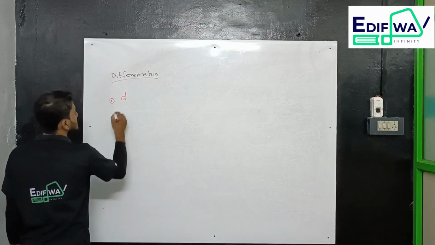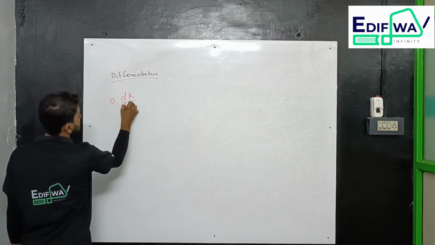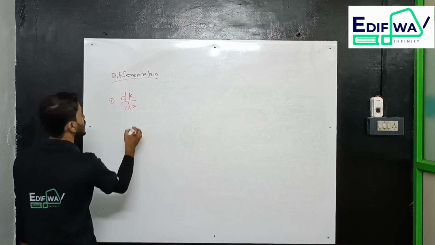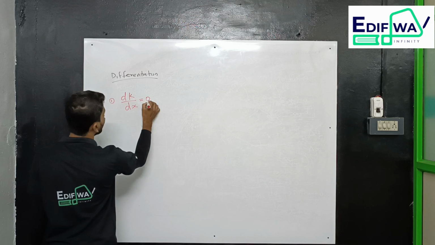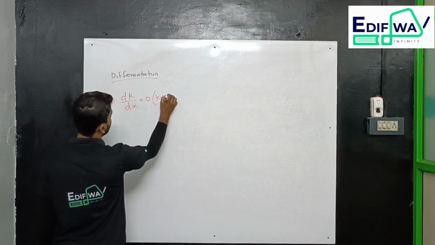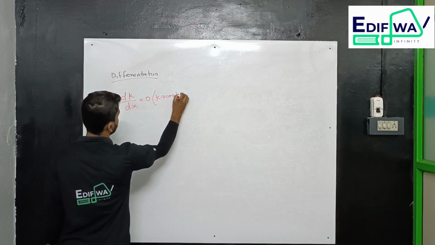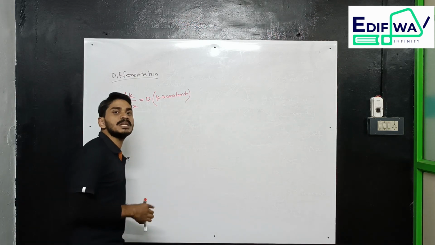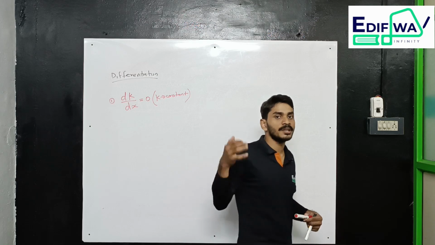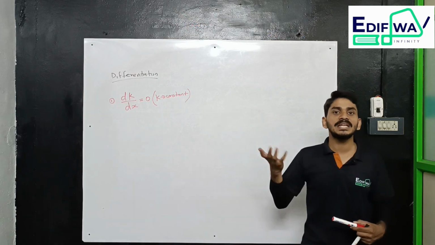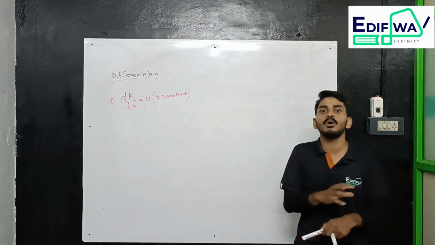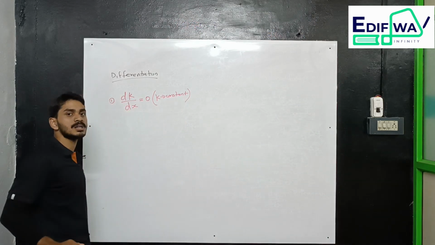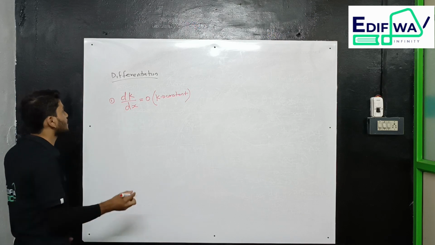So, the first thing is the derivative of a constant. Derivative of a constant is 0, where k is a constant. What is meant by constant? Constant means numbers: 1, 2, 3, 4, 5, 6, 7, 8, -1, -2, -3, -4. All are numbers. Numbers are called constants. Derivative of a constant is 0. Is that clear for you?